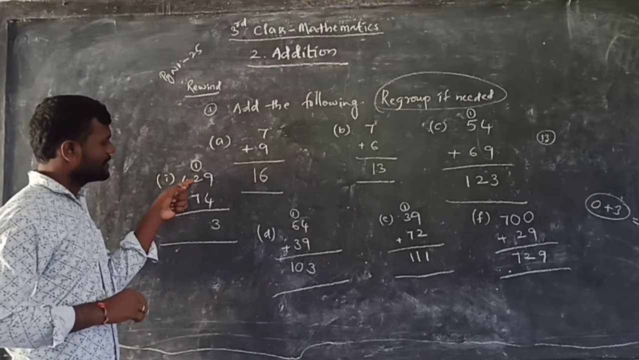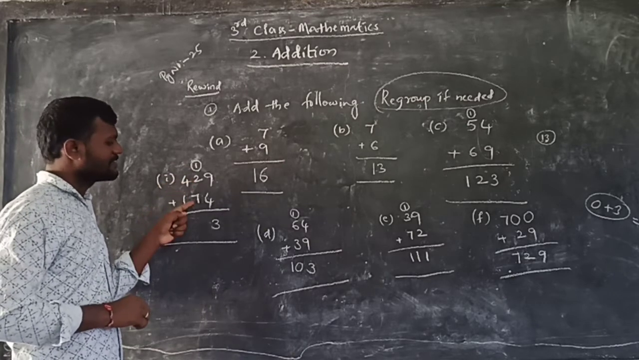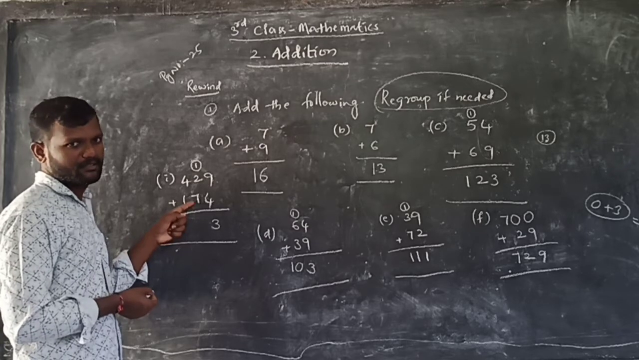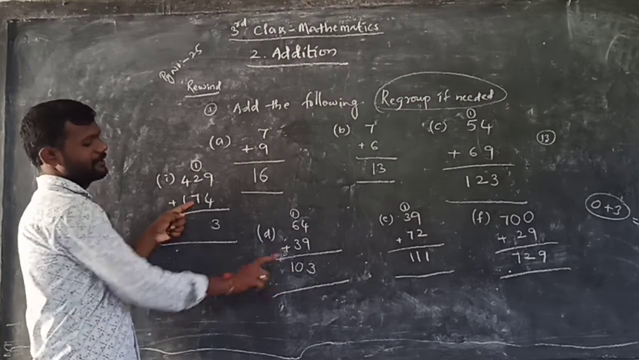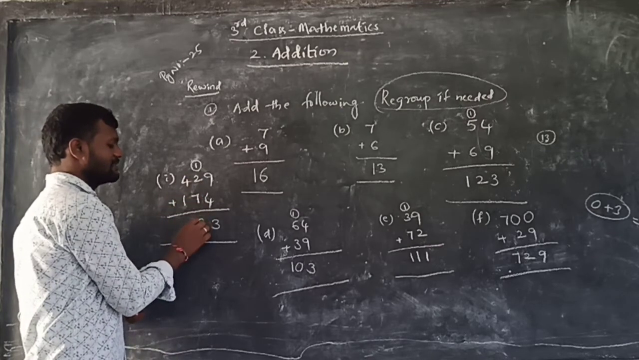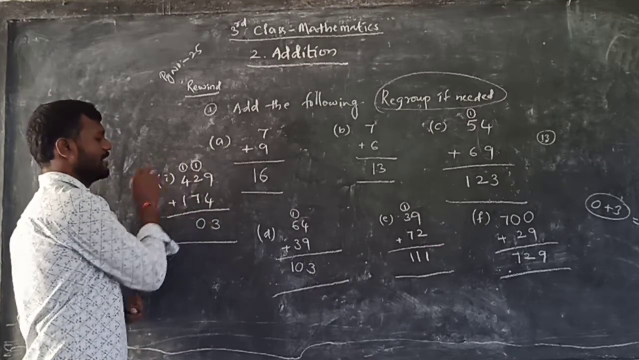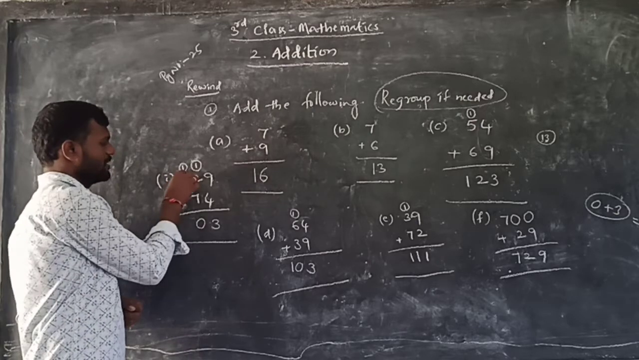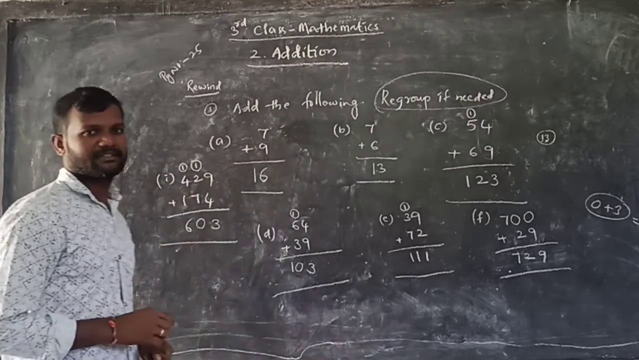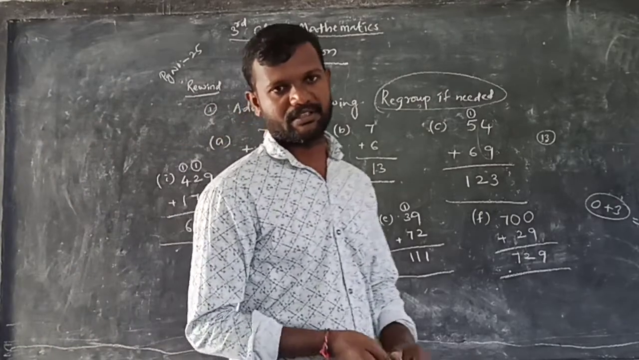Next, 1 plus 2, 3. 3 plus 7. 3 plus 7 how much? 10 we will get. So here we got 10, directly we wrote 10. But here one more digit also there. That's why 10 means what? Write 0 here. Again 1 should carry. 4 plus 1, 5. 5 plus 1 what? 6. So the answer is how much? 603 is the answer for that.